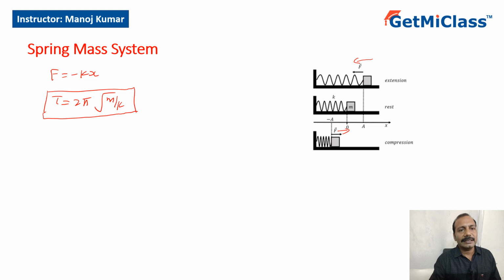Now you can see, on what factors does the time period depend? Time period is directly proportional to the square root of mass, and time period is inversely proportional to the square root of the spring constant, and nothing else. These are the only things on which the time period of a spring mass system depends.